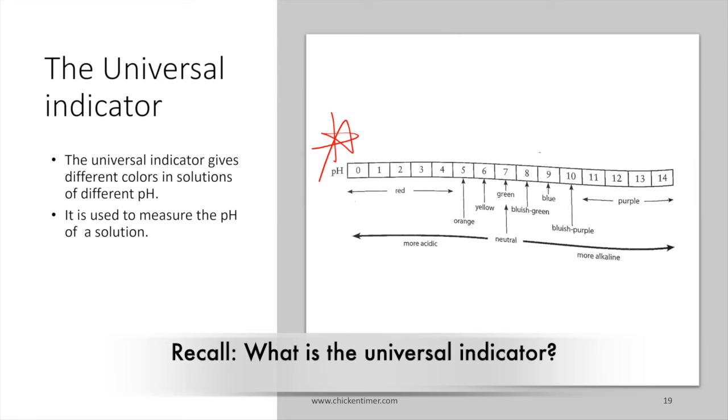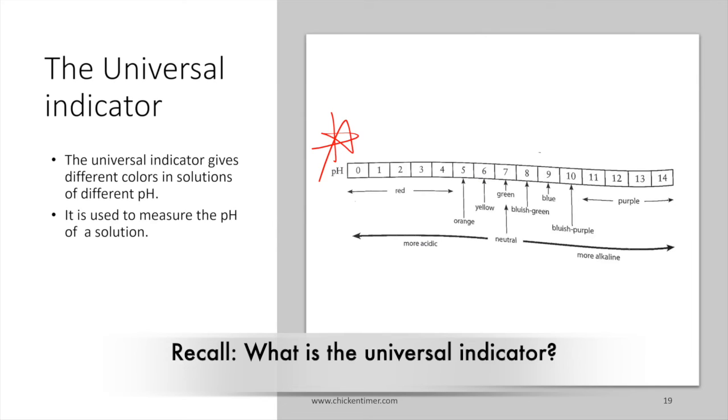So it will be red at 0 to 4, then orange at 5, yellow at 6, green at 7, then bluish green at 8, blue at 9, bluish purple at 10, and then purple at the other end. Indigo is a shade of purple. So this is the one that changes color all the time.